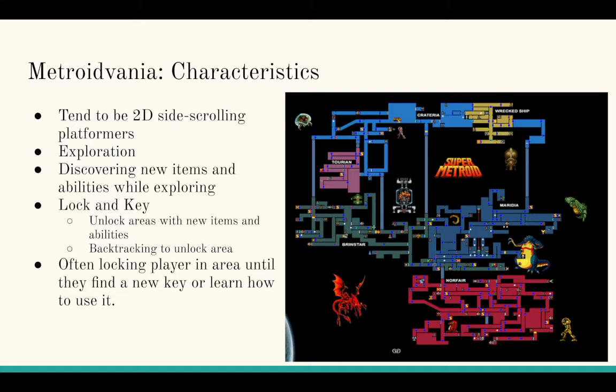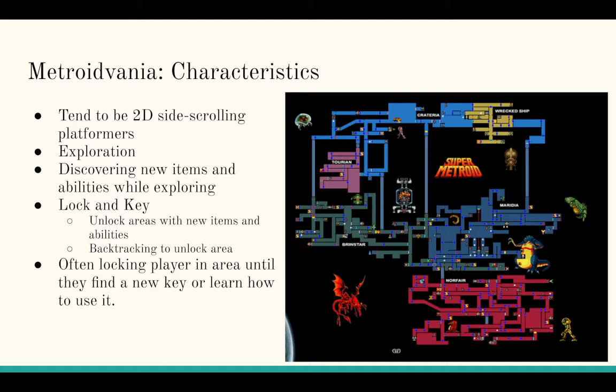So then there's a lock and key. I'll often refer to them as lock and key puzzles. So you have an area that is locked off to you. You have to find some sort of key somewhere in the available areas that then allow you to open up new areas. And then because of that, a major component is backtracking.